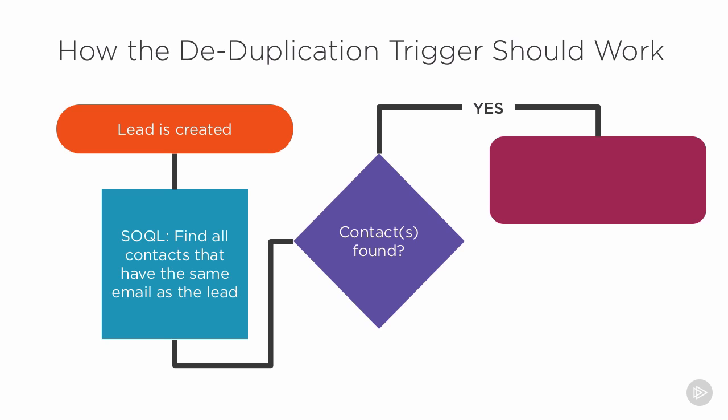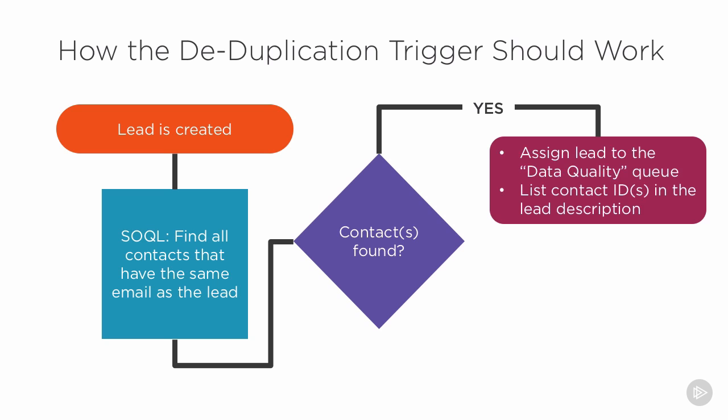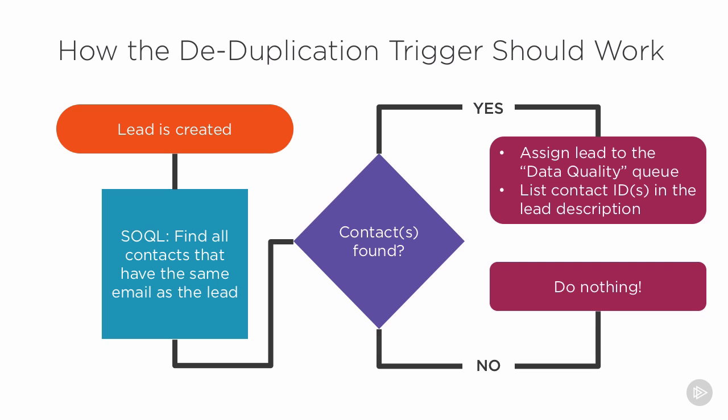Let's say at least one contact is found. We need to do two things from here. First, assign the lead to our data quality queue. Next, we need to document the matching contacts' IDs in our lead's description field. If no contacts are found, no further action is needed on that lead. All right, we have our game plan. The logic is sound. Now we just need to translate this into code.